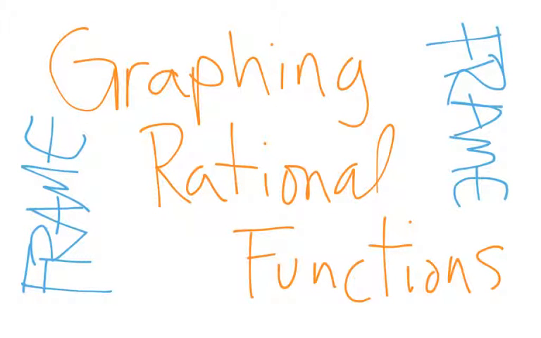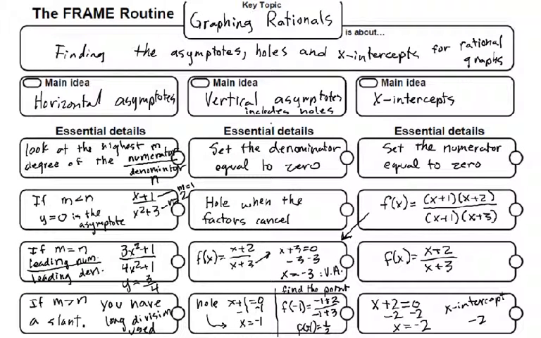So let's take a look at the way we graph rational functions, and we're using that frame to help us do that. So this is the front side, I guess you could call it the back side. You got these two sides. So when we're graphing rationals, the keys to it are finding the asymptotes, holes, and x-intercepts. That is the main stuff that we need to do, and then we can find that graph.